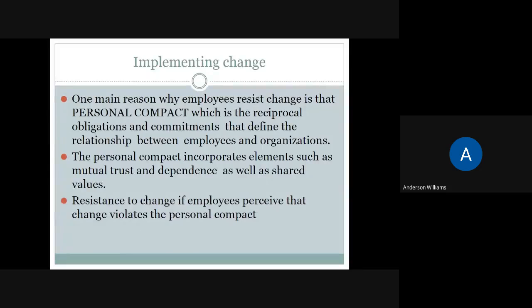Implementing change. One main reason why employees resist change is the personal compact, which is the reciprocal obligations and commitments that define the relationship between employees and the organization. The personal compact incorporates elements such as mutual trust and dependence, as well as shared values. Employees resist change if they perceive that it violates the personal compact.